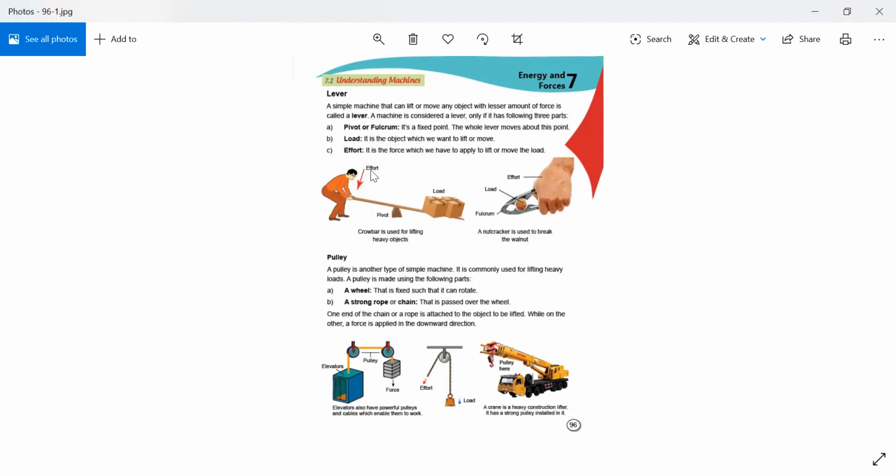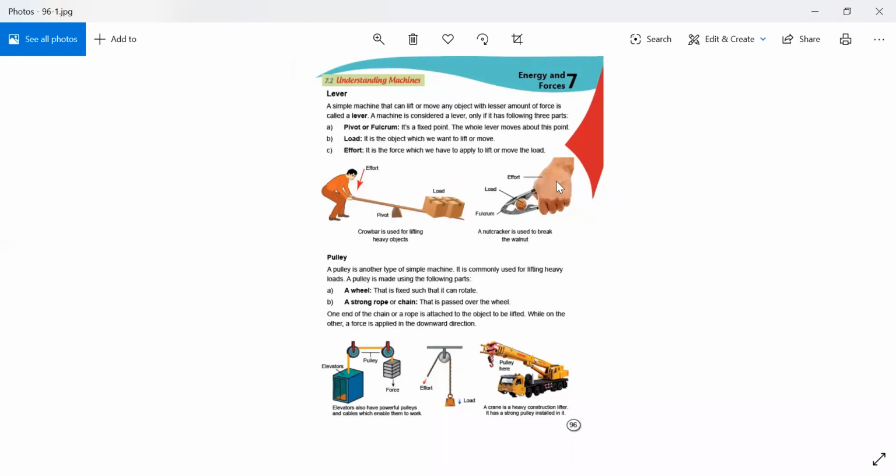Effort. What is effort? It is the force which we have to apply to lift or move the load. If we have to move or lift the load, we need effort, some force to move the load. For example, if I kept the load on this pivot, the load will move down and this side will come up. So we need effort to make it balance. Over here, the effort is the force we are using through the hands.